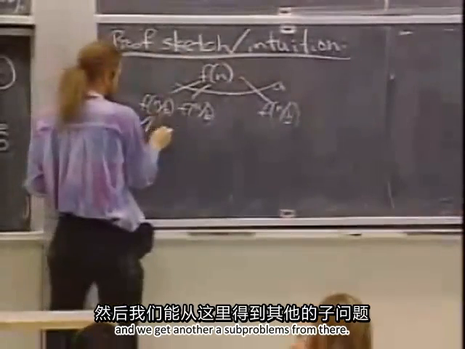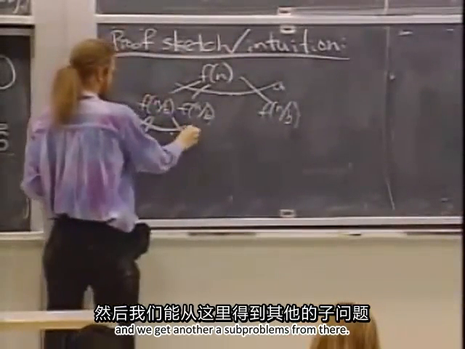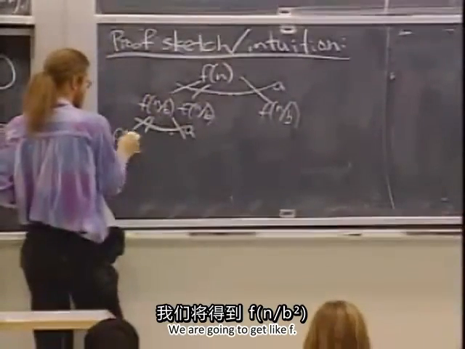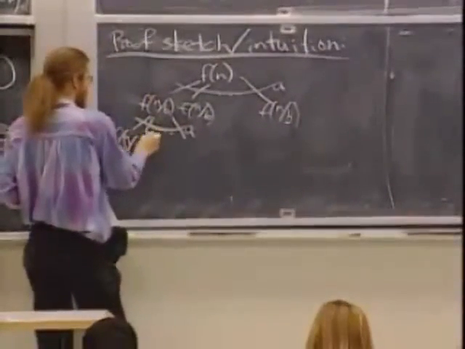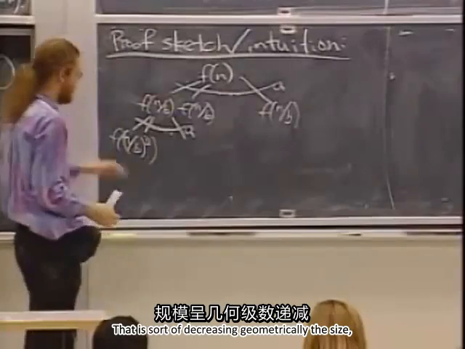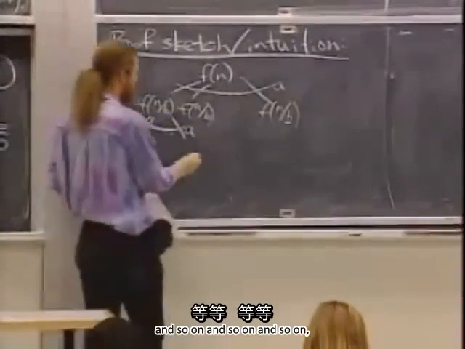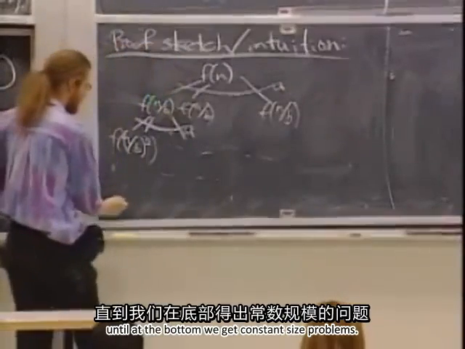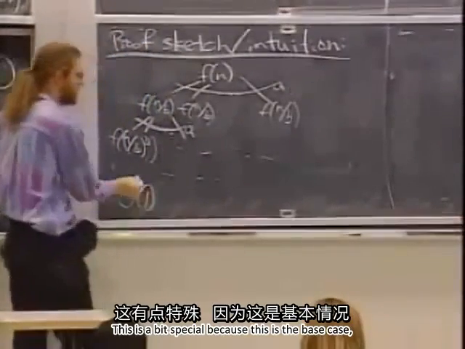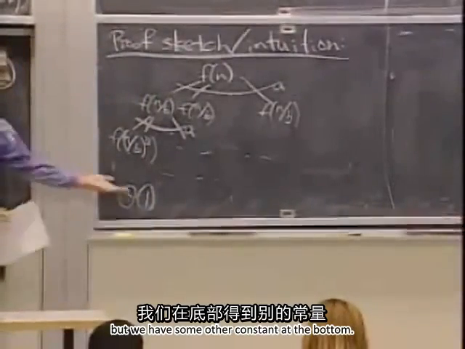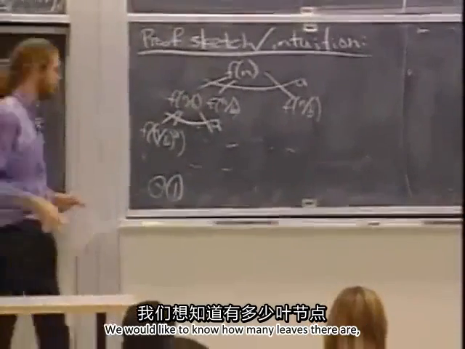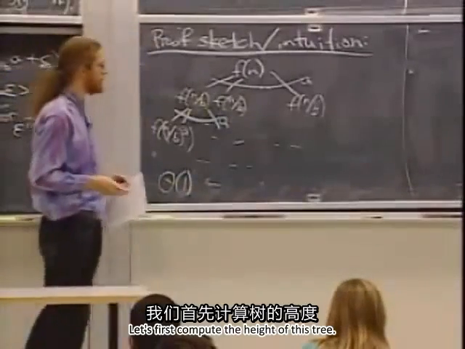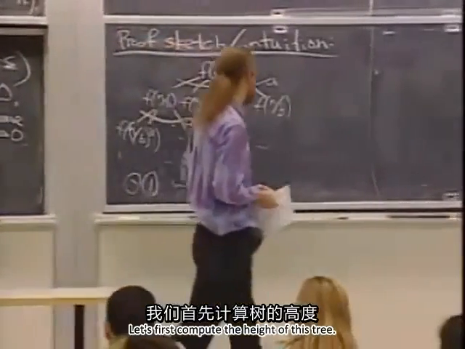We get another a subproblems from there. We're going to get like f of n over b squared. So that's sort of decreasing geometrically, the size, and so on and so on, until at the bottom we get constant size problems. This is a bit special because this is the base case, but we have some other constant at the bottom. We'd like to know how many leaves there are, but that's a little bit tricky at the moment. So let's first compute the height of this tree.